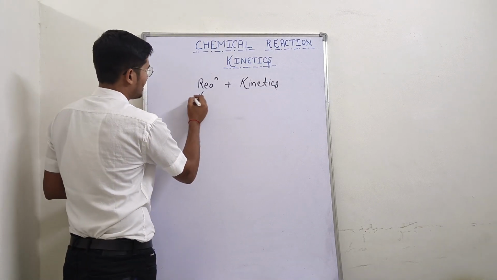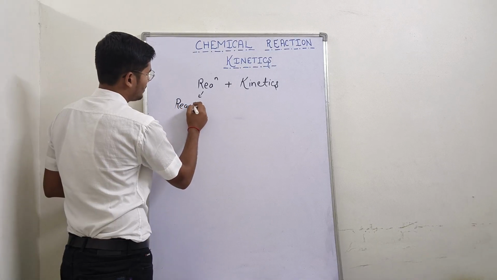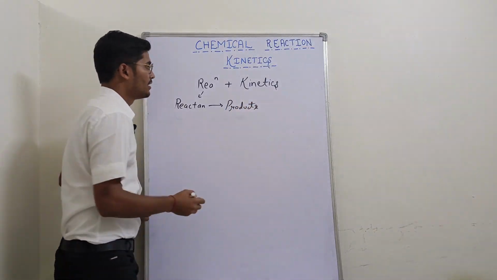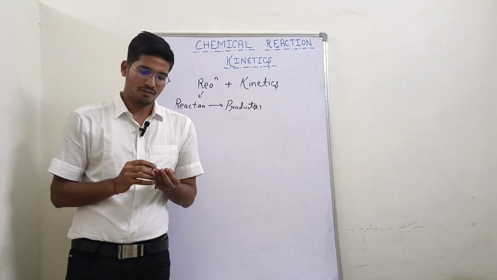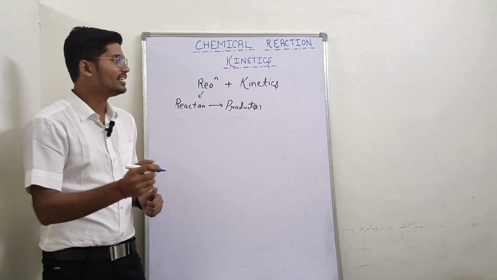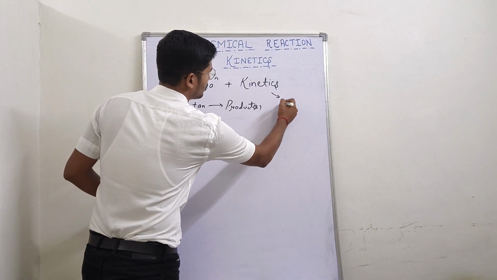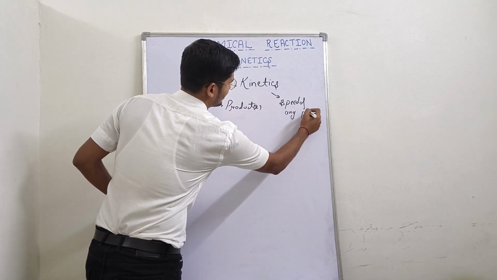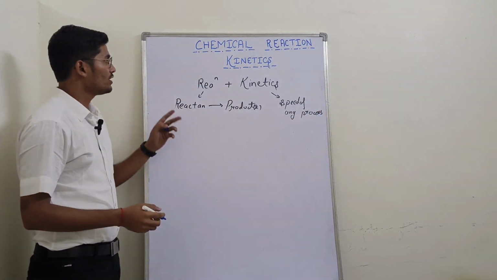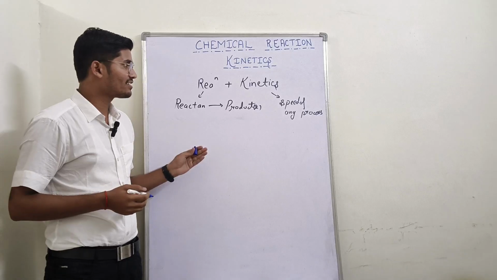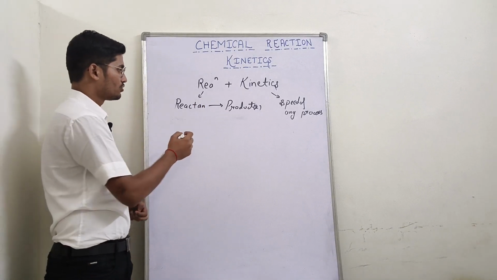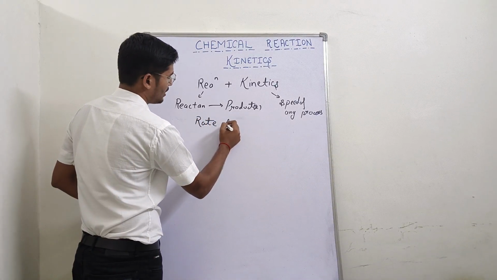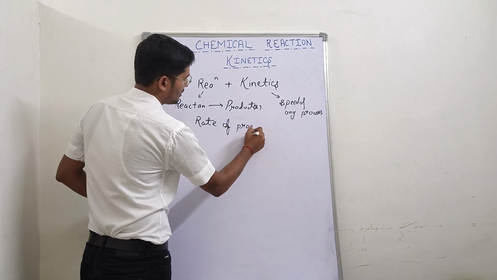So we will define it as reactant changes to product. Now what about kinetics? Kinetics is a study of speed of any process. Kinetics basically deals with the rate, and we also call it speed. So it deals with the speed of any process. Study of speed of any process is called kinetics. In this chapter, we are going to learn the combined effect of reaction and its speed, that is, the rate of progress of reaction.